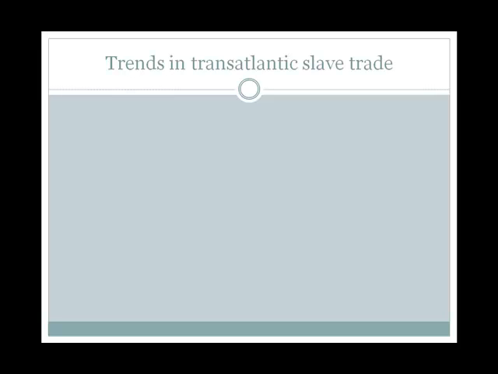In terms of trends in the transatlantic slave trade, this is important because this will determine what the black population in North America will look like. Between 1619 and 1665 overall, what is this slave trade contributing to the population in British North America? Well, the numbers are very small coming into the colonies in the early period.